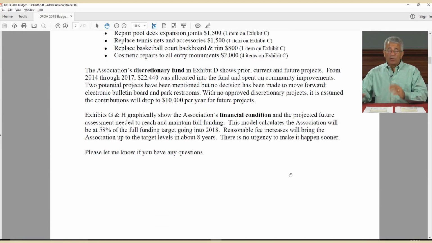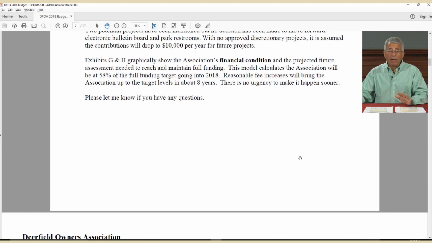This particular community, Deerfield, has a fund that they refer to as their discretionary fund. It's essentially a capital fund. It's for doing new things, and they call it a discretionary fund. This talks a little bit about that fund, and then at the bottom it talks about their financial condition. That's all in the cover memo.